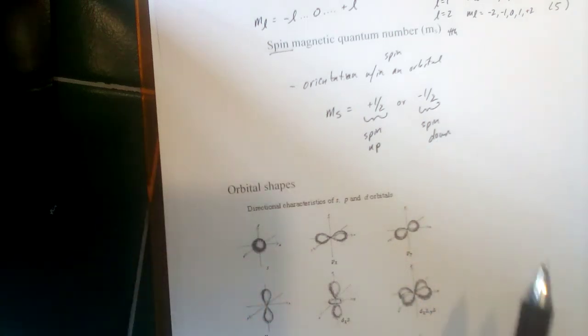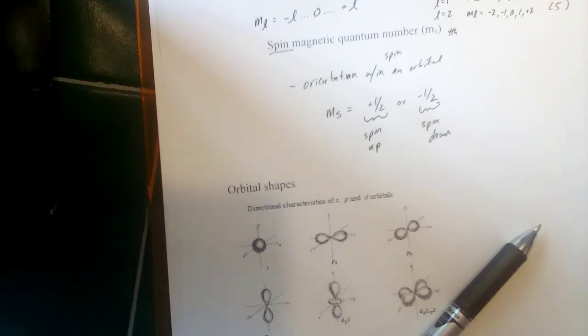If we take those 4 rules and apply them, we can build up the structure of every atom in the periodic table, and even atoms that don't yet exist in the periodic table. Theoretical atoms, we can figure out what they should look like. And we'll do that starting in the next video.